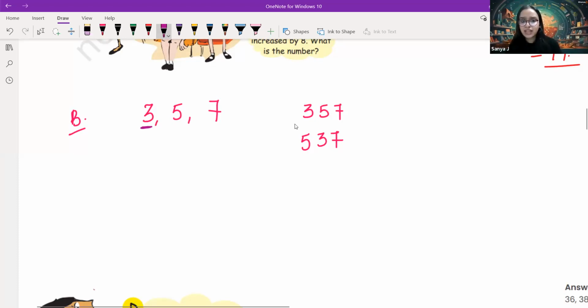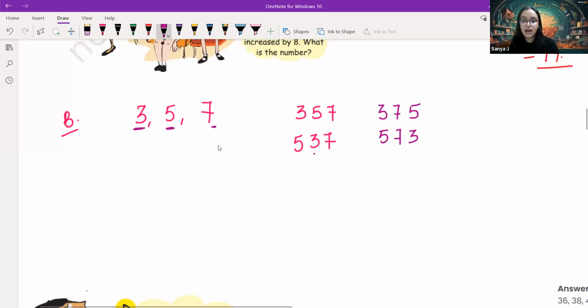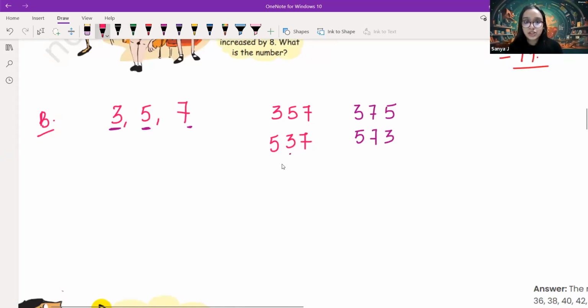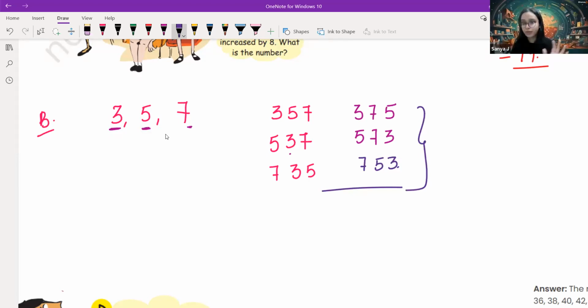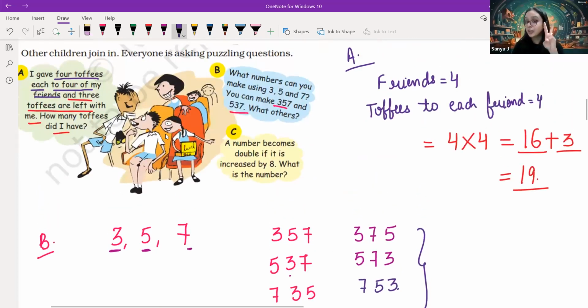Using 3 first, we can keep 7 at the center and make another number, 375. Keeping 5 initially, we can keep 7 at the center, making the number 573. Now let's try keeping 7 as the first digit. So we can make 735, and another one can be 753. As simple as that. We can make a total of 6 numbers using the combinations over here. Everyone, this was super duper simple. Let's now move ahead with the third puzzle.